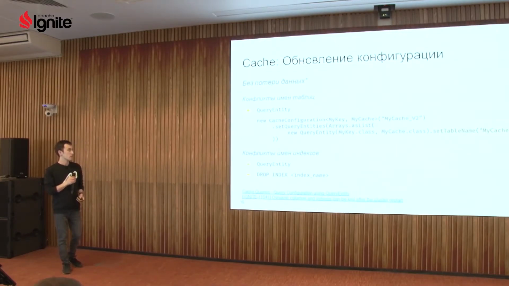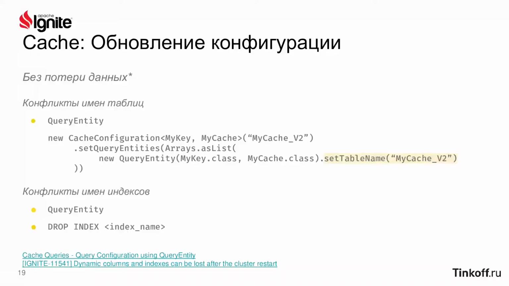However, there are some issues. If SQL is used, table names would conflict. But you can solve it if you set the table name explicitly via query entity. The root cause of this problem is that by default the table name depends on the name of the value class. When we don't change the name of the value class and just change the configuration, conflicts occur. Using query entity provides a workaround for it. The next point is about conflicts in index names. You may use a query entity or just drop the index. In our case, we just dropped the old index.